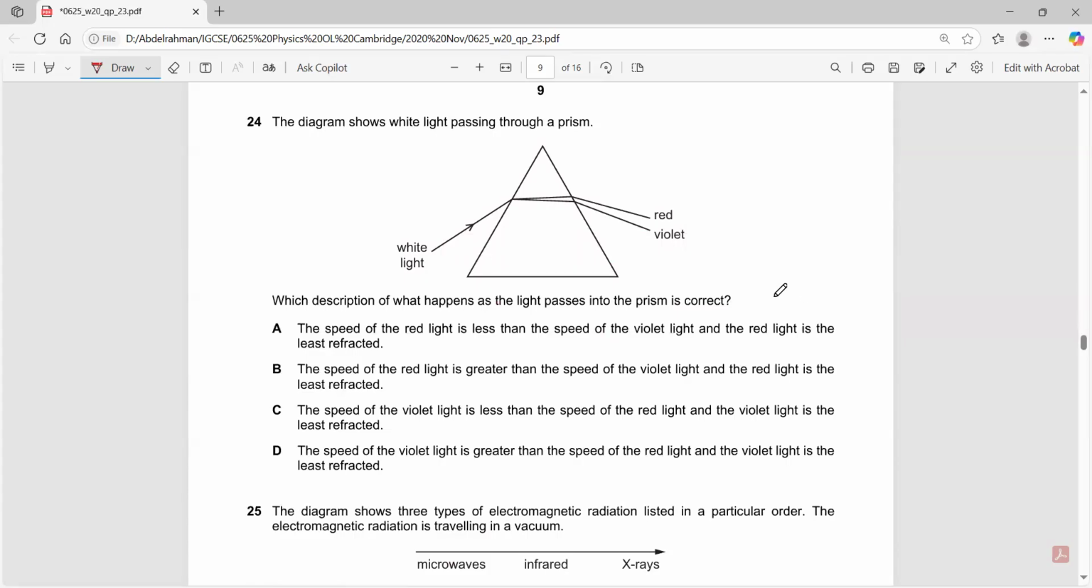Diagram shows white light passing through a prism. Which description of what happens as the light passes into the prism is correct? What happens? The speed of the red light is less than the speed of the... No, it's actually greater. Speed of the red light is greater than the speed of the white light, and the red light is the least refracted. Yes, the red light is the least refracted. That's why it's above the violet. This is correct.